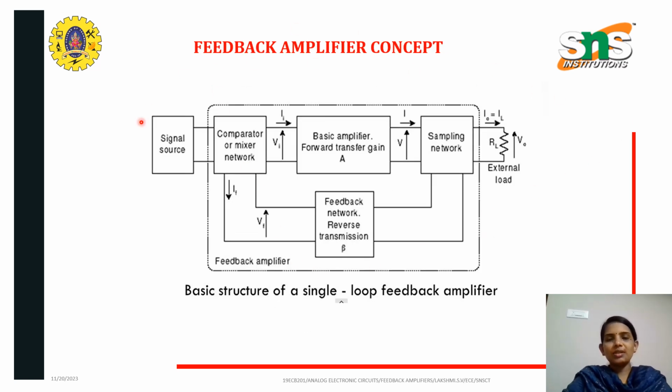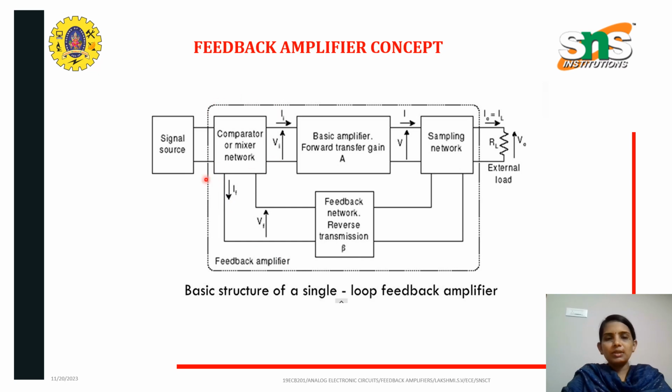This is the general block diagram of the feedback amplifier. Here we can see the signal source, the basic amplifier, the feedback network and our output, that is the external load. There are two extra blocks here. One is between our signal source and the feedback network, we have a comparator or mixer network. Similarly, between the output, that is our external load, and the feedback network, we have a sampling network.